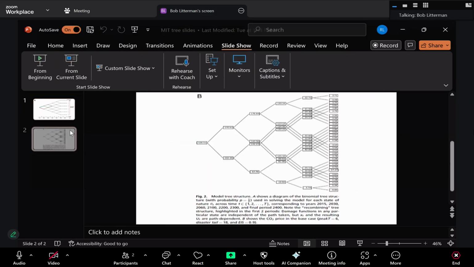And so now you can see, I don't know if you can see that first slide very clearly, but hopefully you can see this second slide. And what we're showing at each of those nodes is the price of carbon that's optimal in that node. In the first case, we see about $120.